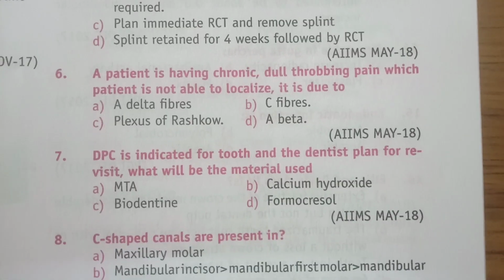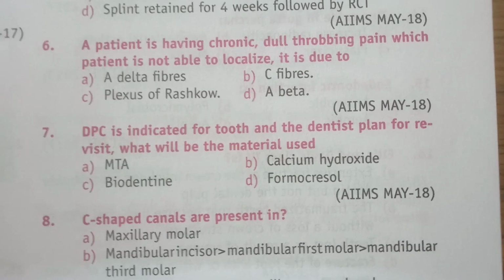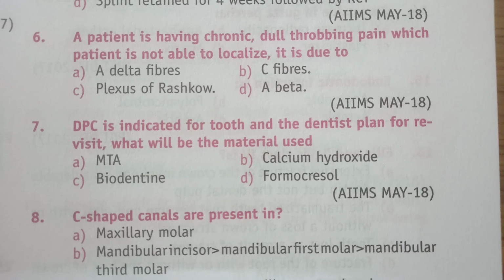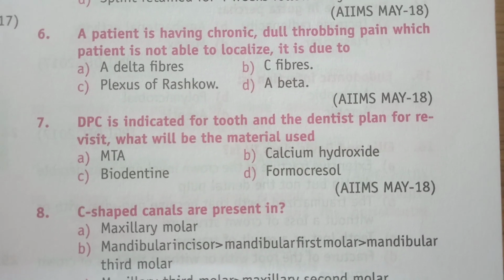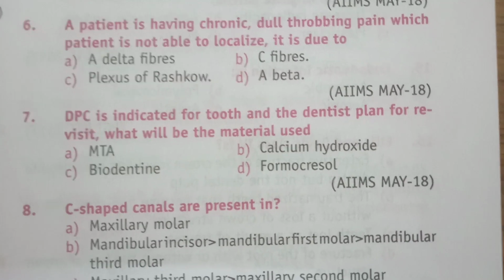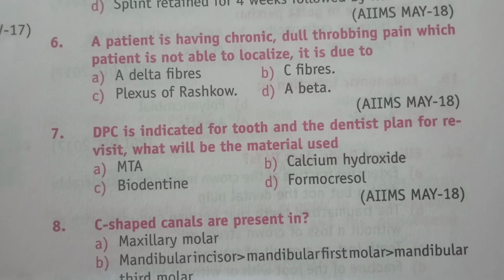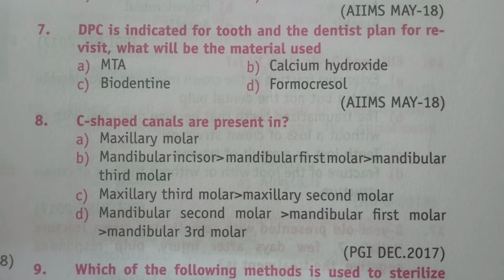C fiber. Now 7. DPC is indicated for a tooth and the dentist plans for revisit. What will be the material used? MTA, calcium hydroxide, Biodentine, formocresol. The answer of this question is MTA.